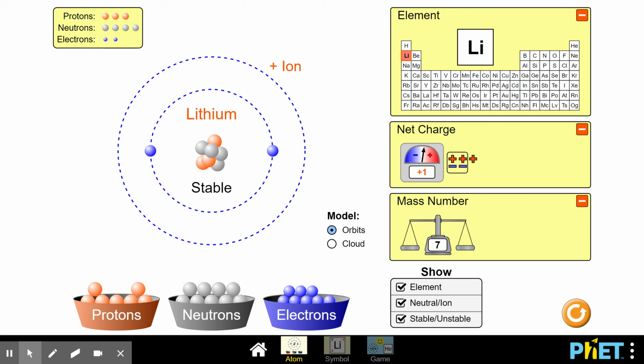So hopefully this helped. And I'm going to make one more video showing you guys how to do isotopic notation. But I want to make that separate so that we can keep them nice and clean and neat.